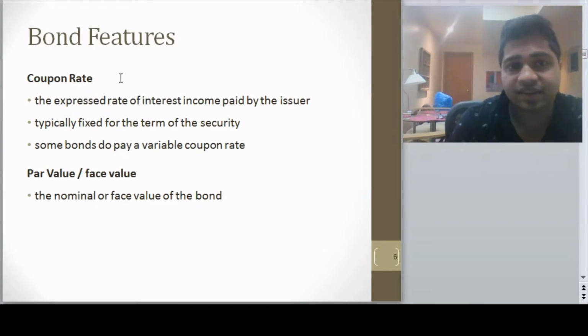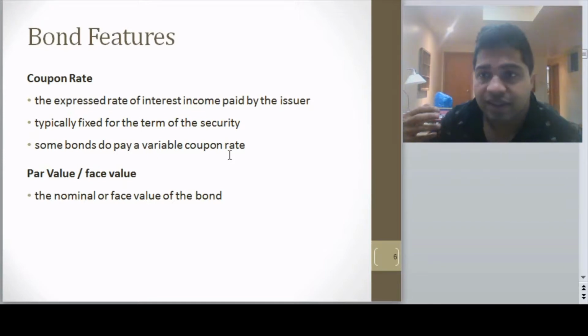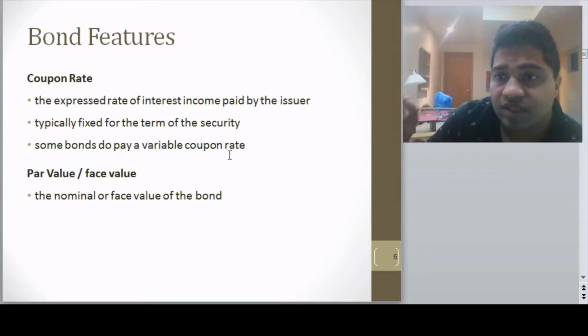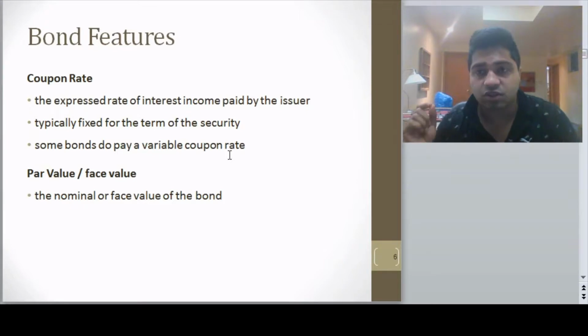Now bonds have certain characteristics. They have a coupon rate. It is expressed as a rate of interest income paid by the issuer, typically fixed for the term of the security, and some bonds may pay a variable coupon rate. Important thing to note: the coupon rate is the percentage payment that you get each year. Coupons are always expressed as a percentage of face or par value. So if par value is $100 and the coupon rate is 2%, you are going to get $2. This is how it works.